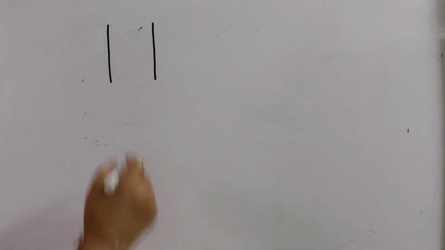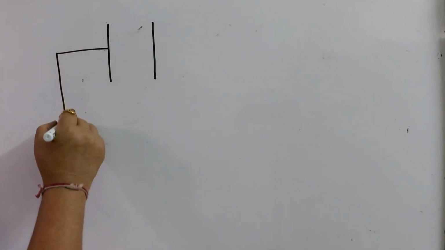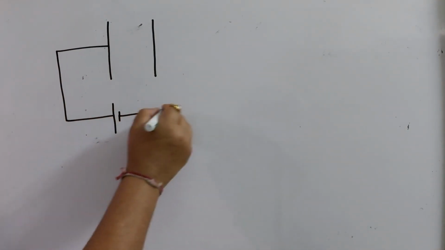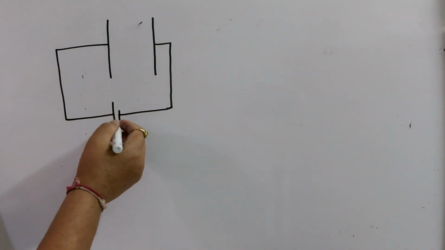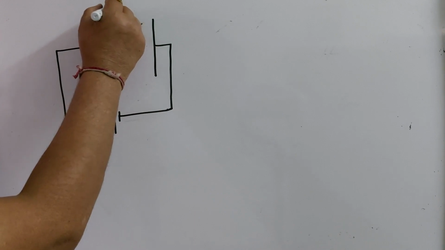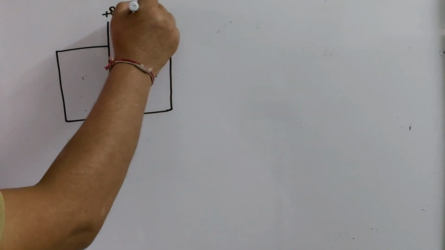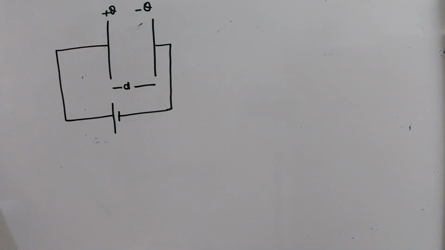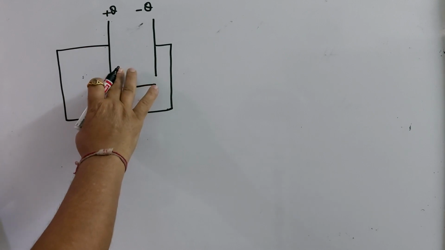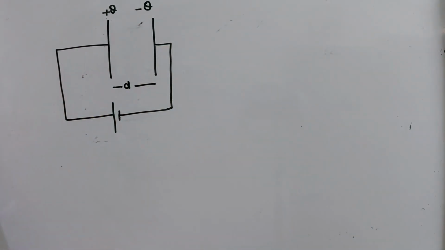Now if the battery is connected between these two plates, this plate will acquire plus q charge and this will acquire minus q charge, and the gap between them is D. This charge will appear on the inner side of the plates. Plus q will come on this side and minus q will come on this side.